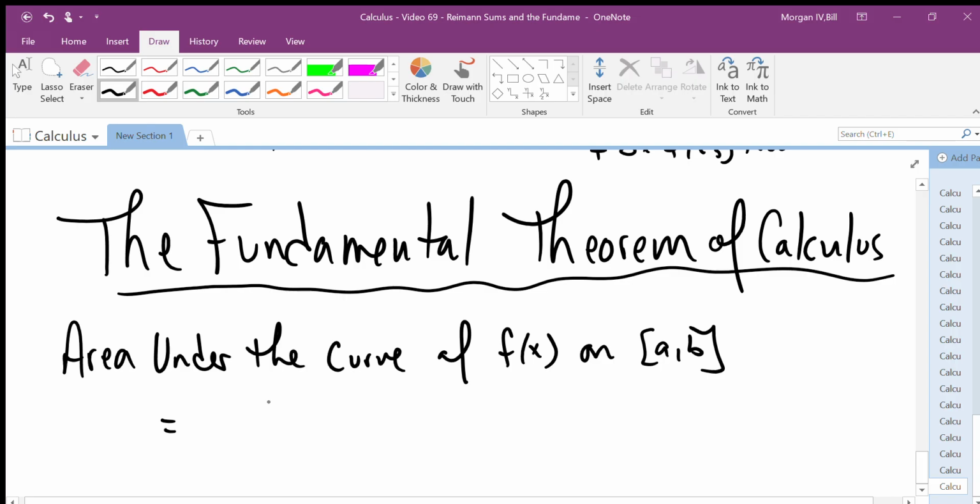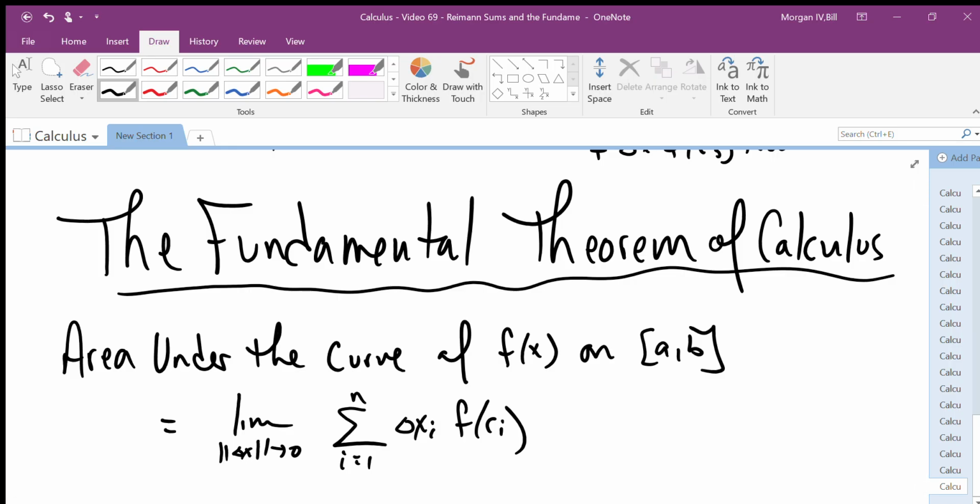is equal to, we'll do the most generalized form, the limit as the largest partition, the largest subinterval goes to 0, of the sum i equals 1 to n of delta xi times f of ci, which is all we found so far. This is not new. Here's the new part.